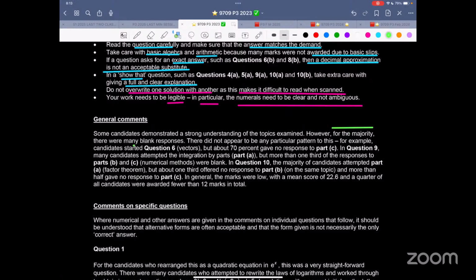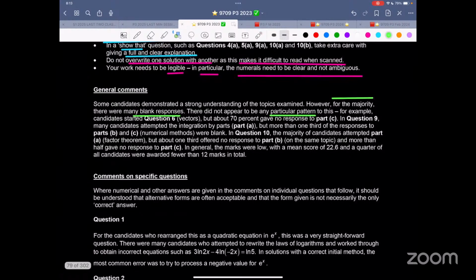there were many blank responses. Not a good thing. There did not appear to be any particular pattern for this. Maybe some people were finding the difficult easy, some people were finding the easy difficult. For example, candidates started question 6 vectors, but about 70% gave no response to part C. They were able to connect the dots backwards. In question 9, many candidates attempted the integration by parts, but more than 1/3 responses to B and C were blank. Now, how can anyone leave the numerical solution blank?